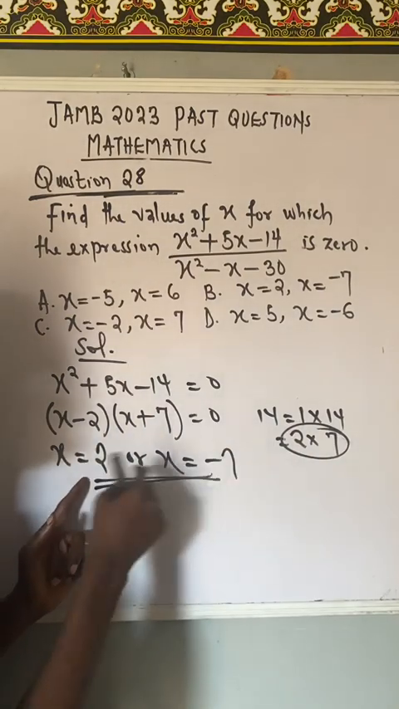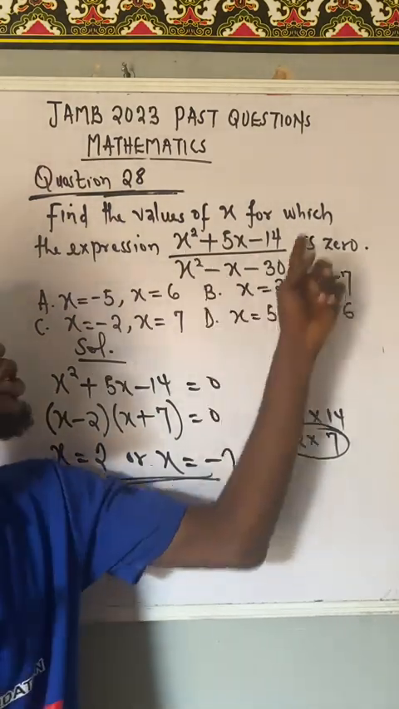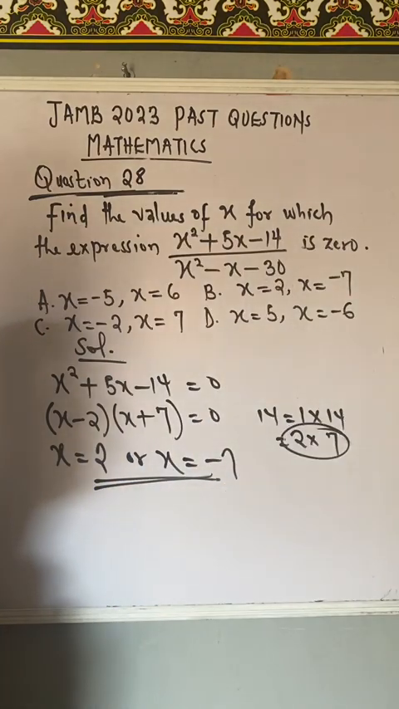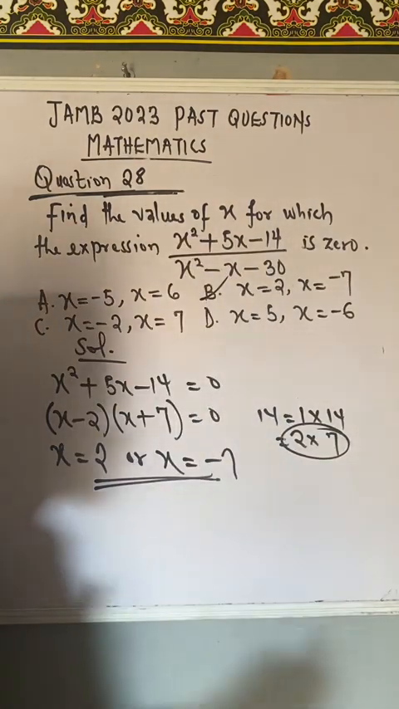Now, these two numbers are the numbers that will produce 0 for the whole of this expression. So, option B satisfies. Thank you.